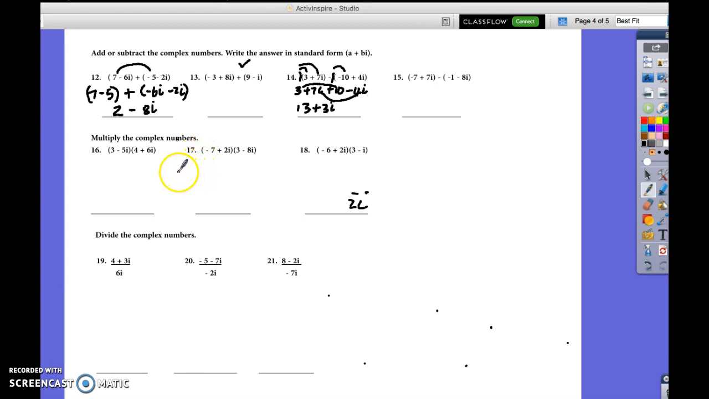And then you do the multiplication by doing 3 times everything in here. So it would be 3 times 4, which would be 12. And then 3 times 6i, which would be 18i. And then you multiply everything by negative 5i. Now negative 5i times 4 would be negative 20i. And negative 5i times positive 6i would be negative 30i squared.